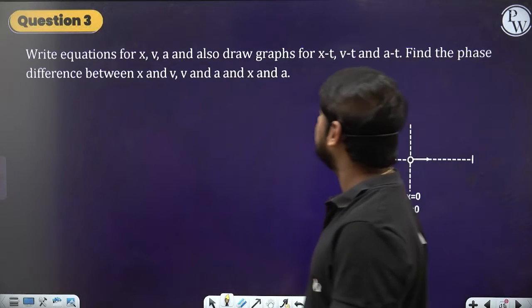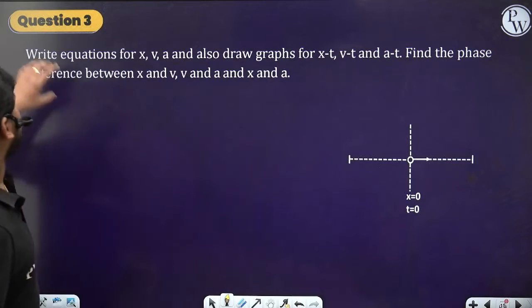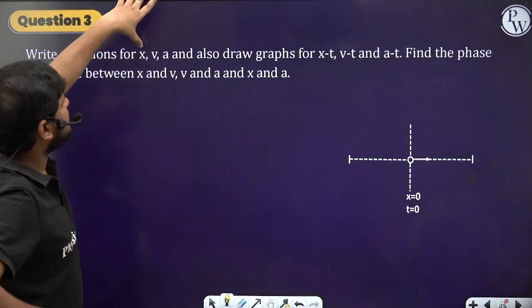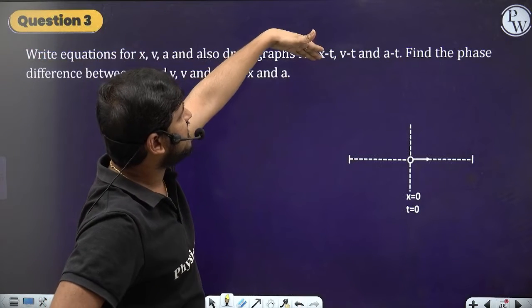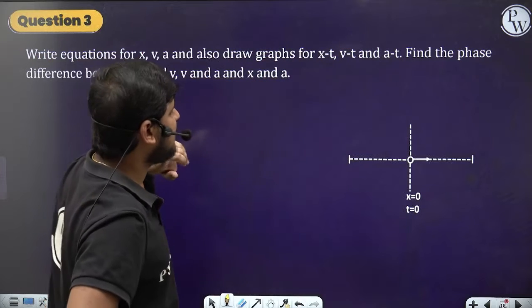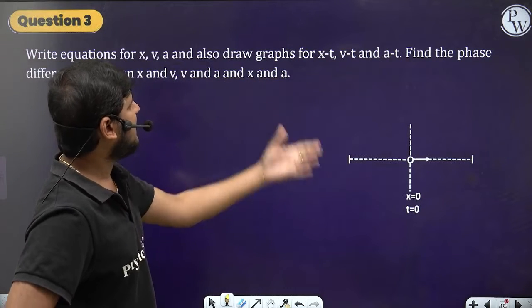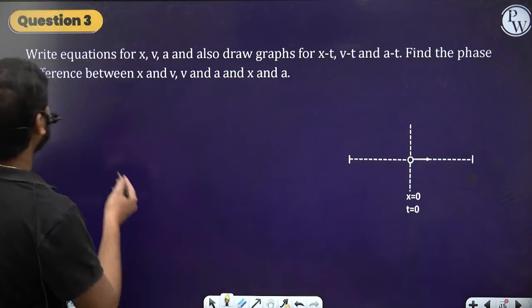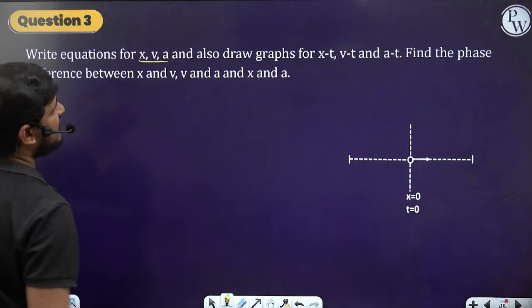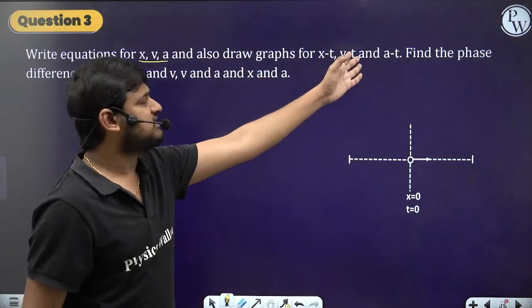So then, write an equation for x, v, a and also draw graphs for x-t, v-t, a-t. Find the phase difference between x and v, v and a, and x and a. Okay, this we already did. Write the equation for x, v, a. Also draw the graphs for x-t, v-t, a-t.